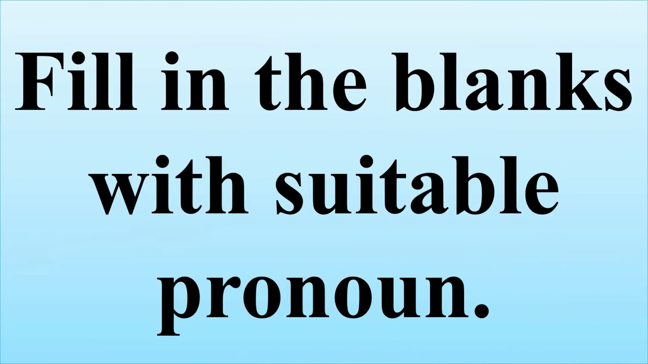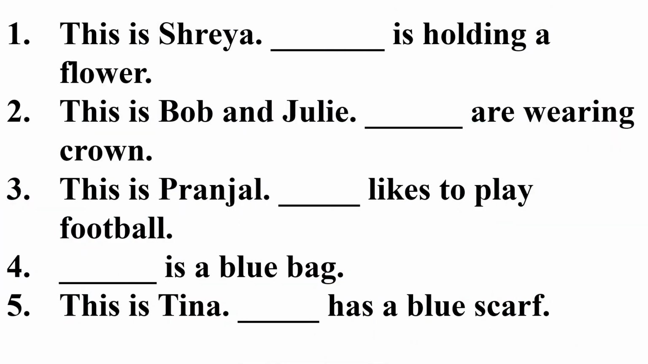Now it's time for question and answer. The question is: fill in the blanks with a suitable pronoun. Here are the questions. Question number 1: This is Shreya. Dash is holding a flower. Number 2: This is Bob and Julie. Dash are wearing crowns. Number 3: This is Pranjal. Dash likes to play football. Number 4: Dash is a blue bag. Number 5: This is Tina. Dash has a blue scarf.